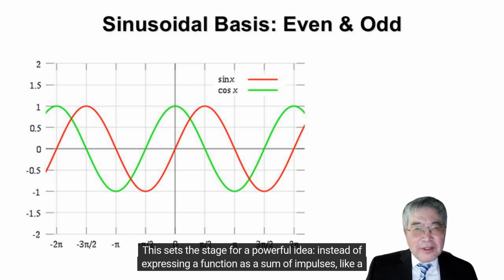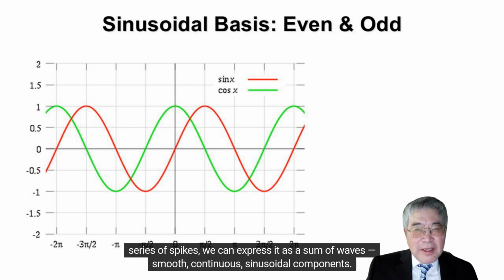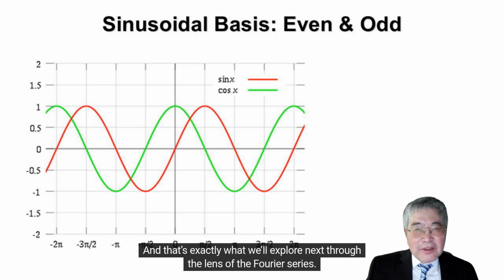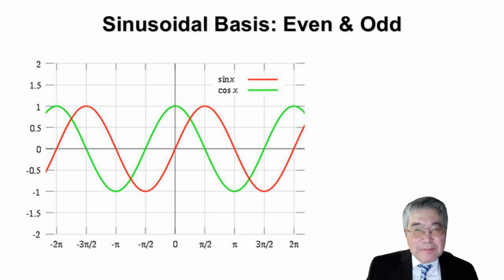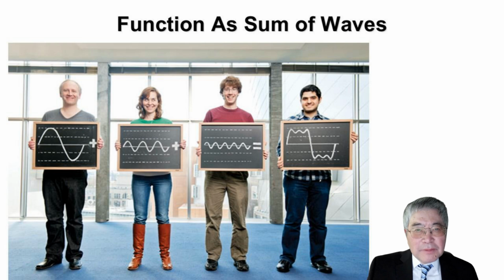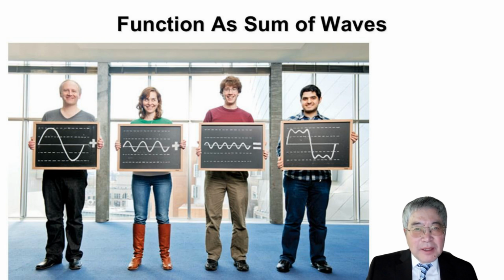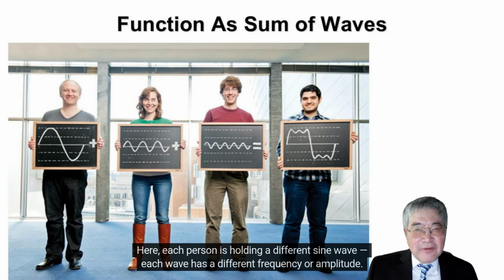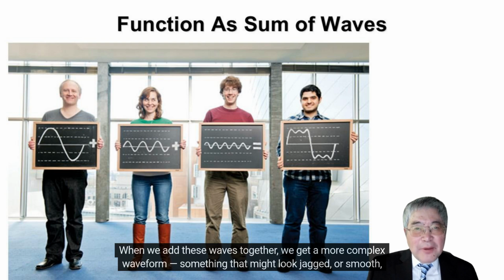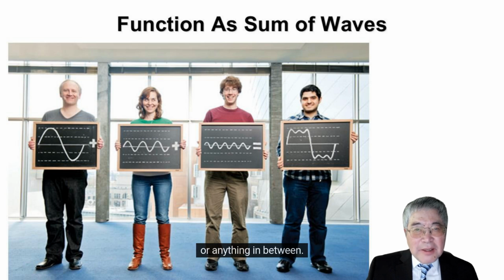Instead of expressing a function as a sum of impulses, like a series of spikes, we can express it as a sum of waves, smooth, continuous, sinusoidal components. And that's exactly what we'll explore next through the lens of the Fourier series. This representation makes that idea visual and intuitive. Here, each person is holding a different sine wave. Each wave has a different frequency or amplitude. When we add these waves together, we get a more complex waveform, something that might look jagged or smooth or anything in between. And this is the foundation of the Fourier series.